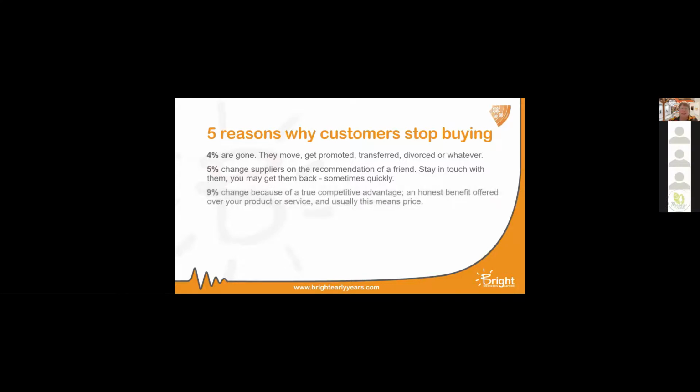9% change because there's a competitive advantage somewhere else. So that's either a better product or service, usually price. So that's 9%. So 14% change because they're unhappy with your service or product. So these are sometimes the parents you can never please. But there's just something that's not congruent for them, or an incident has happened that hasn't been dealt with well.